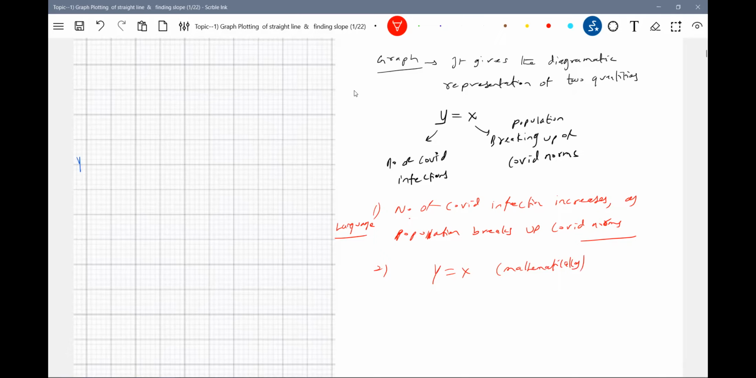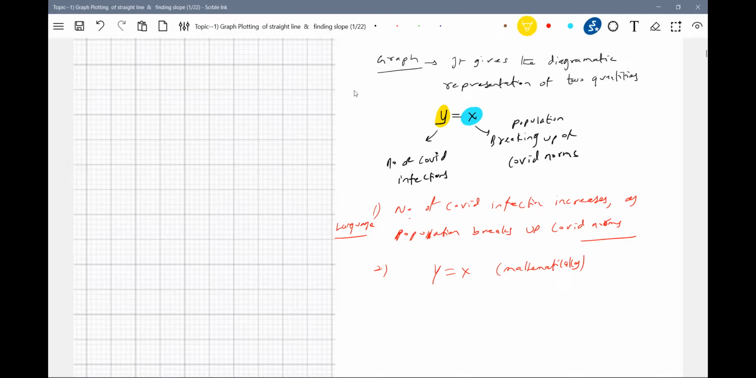If you have a good idea of the English language, you may understand this sentence: as more people break COVID norms, the number of infections will increase. So you should have a good idea of the language. For this one you should be very good in maths. What is y? Y means number of COVID infections. What is x? X is the population breaking COVID norms. Still, some will find it very difficult to understand.